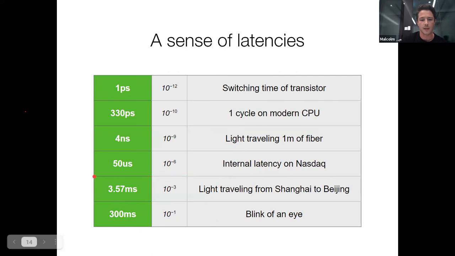The kind of timescales we're going to be talking about in this talk are around this range, from nanoseconds to single digit milliseconds.